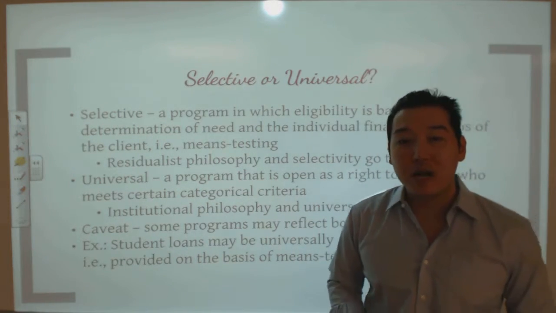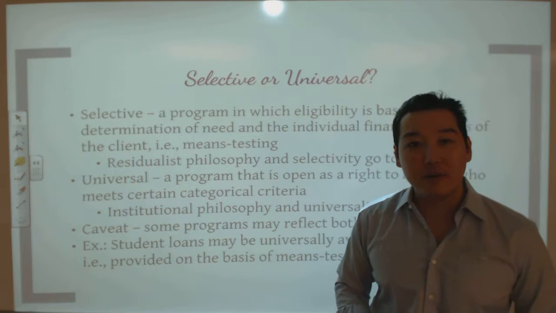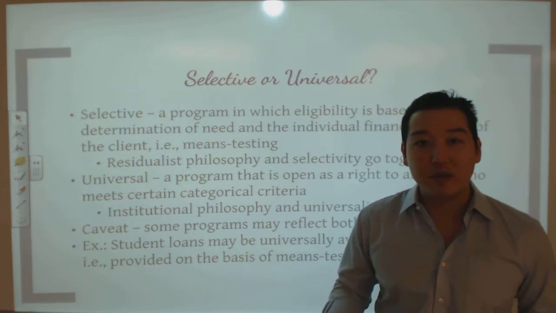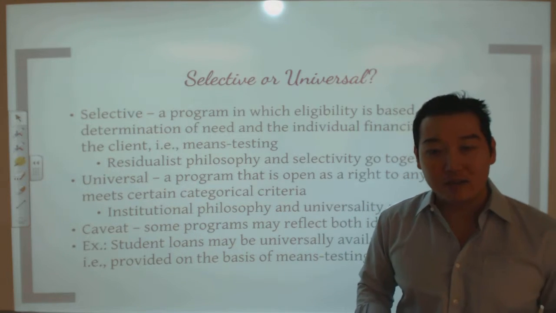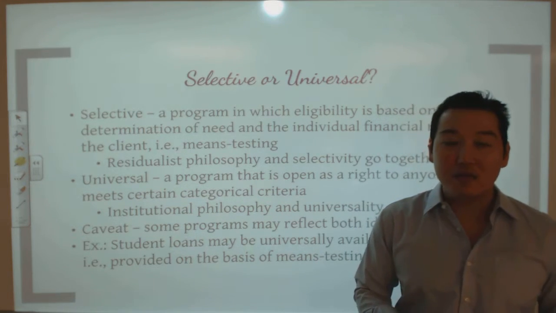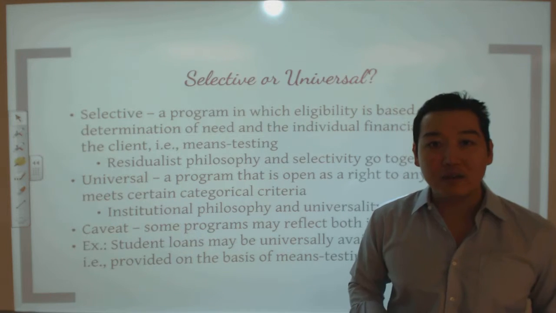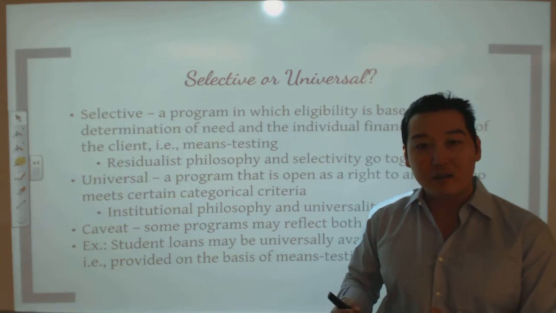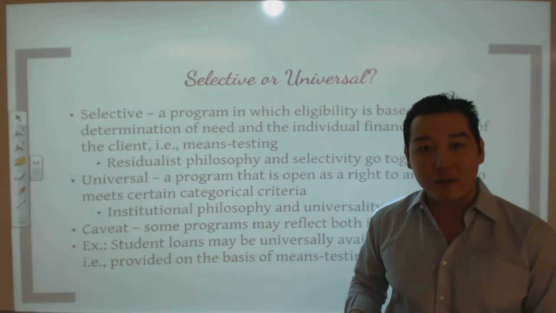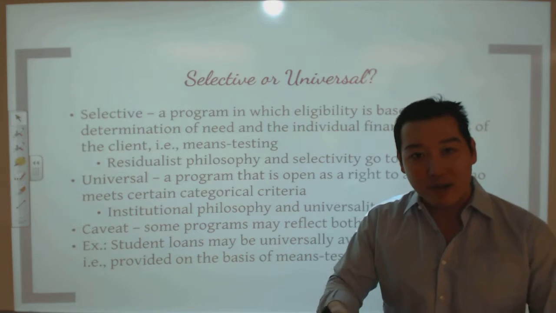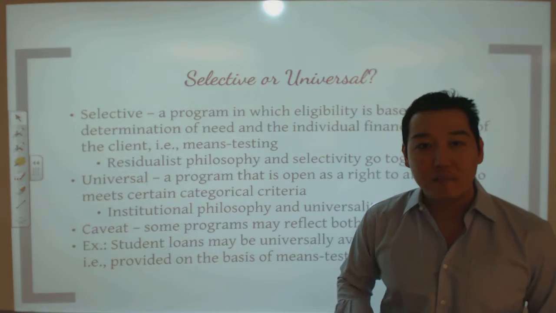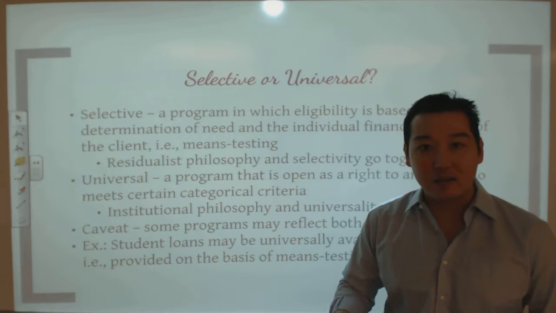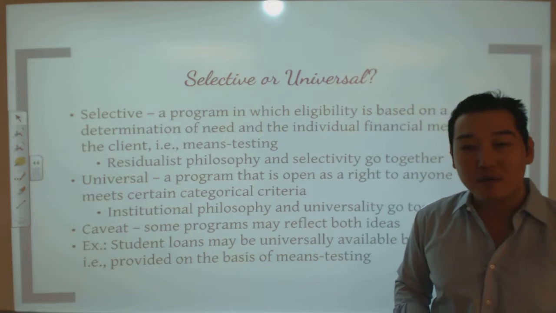Another dimension that you'll want to comment on in your papers is whether your program reflects selective principles or universal principles. There is certainly an alignment between residualist thinking and selective principles. If your program is designed around residualist thinking, then most likely you're going to have selective characteristics in your program. So there might be a means test if you're trying to weed out certain people and make sure that it's only offered as a last resort. So there's an alignment between residualist and selective principles.